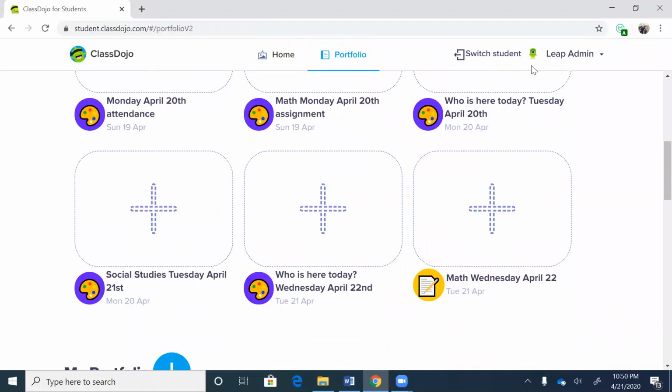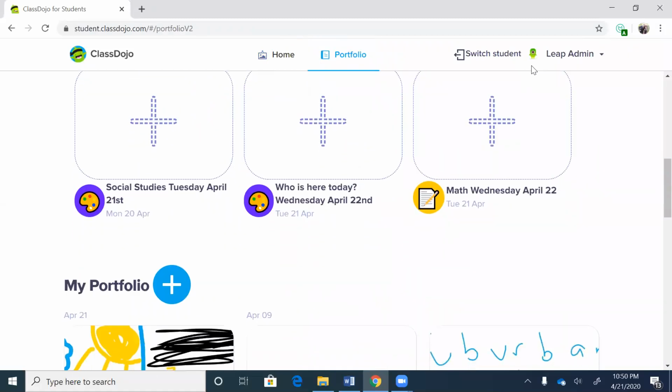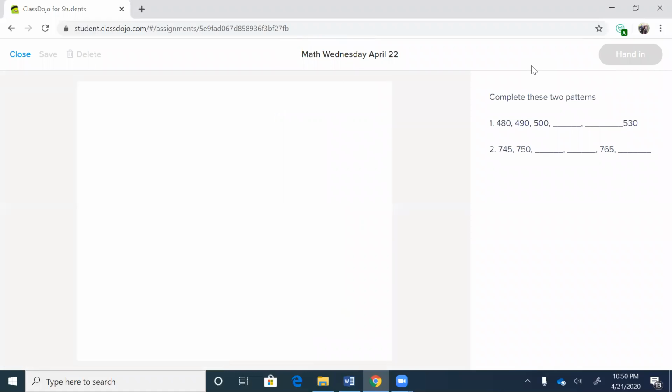All right. And here it is, Math, Wednesday, April 22nd. And the problems are right there. So all you have to do is go on here and you can type it. It won't let you draw, so you're gonna have to type it, unless you can figure out. You guys are really smart on a computer. You might be able to figure out how to draw it to me if you want to.